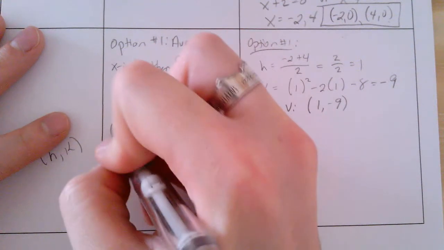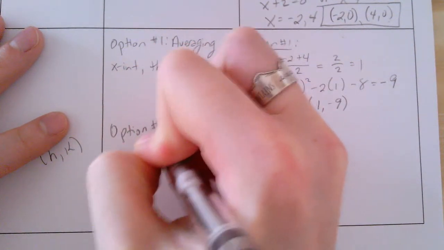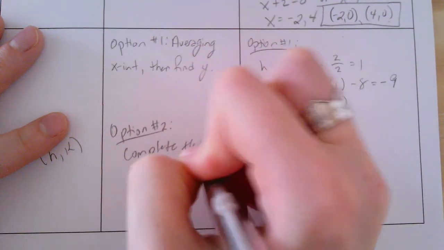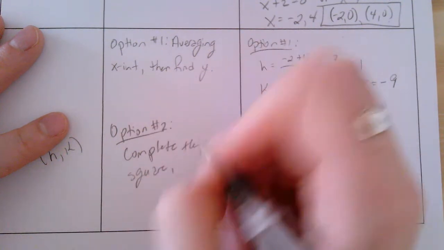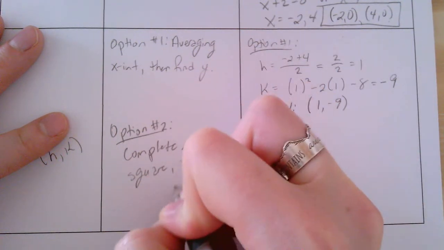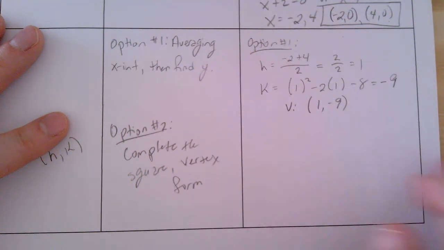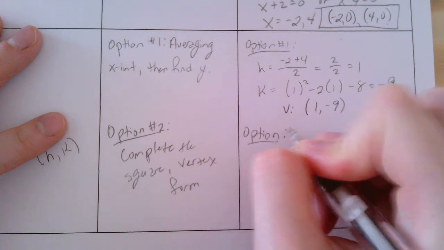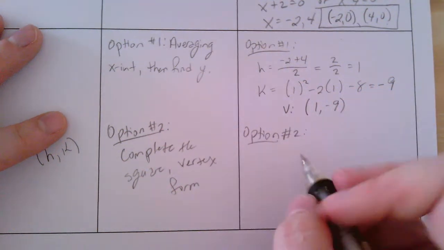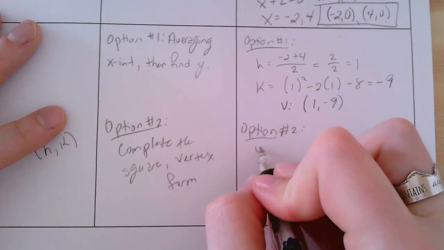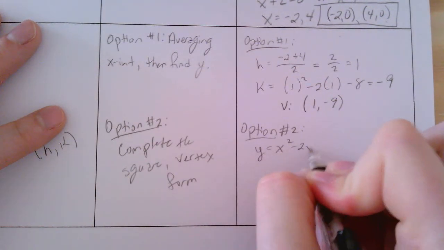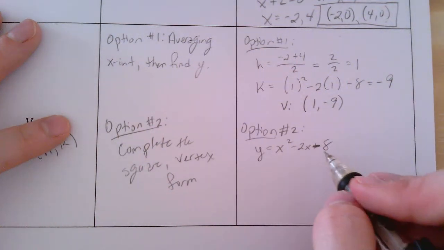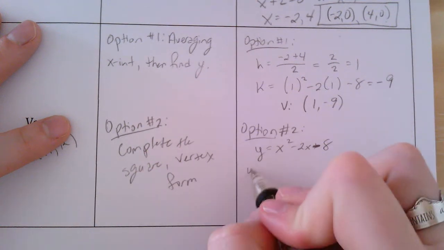But there is another option. And the other option is essentially to complete the square and put it into vertex form. Okay, so let's take a step doing that. This one might take a little bit longer, so you can pick kind of your favorite method to do. Okay, so in this one, we're going to start with the equation itself, y equals x squared minus 2x minus 8. And when I complete the square, I need to start by adding 8 to the other side.